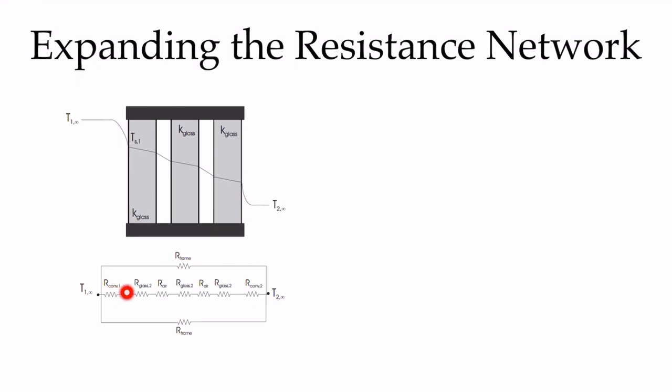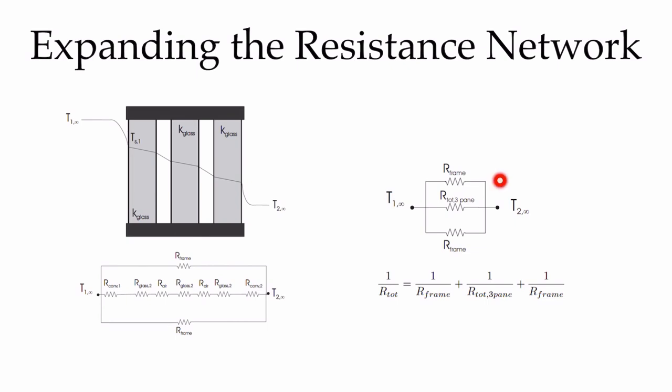We can, of course, collapse this down to a simple total resistance. And what we have is three resistors in parallel. We can, of course, compute the total resistance. 1 over the total resistance is 1 over each of those resistances because they're in parallel. And we could revise our estimate of the heat transfer through that window, taking that into account.